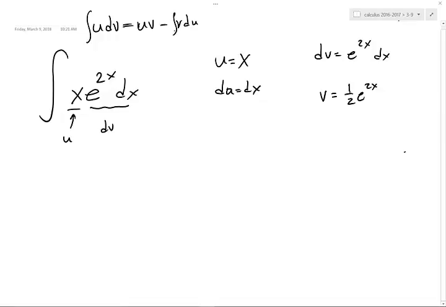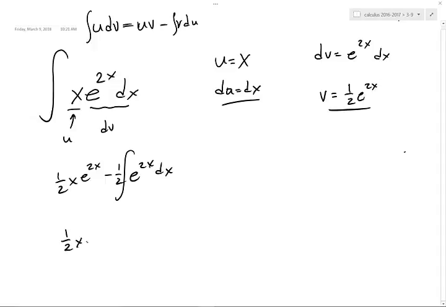That's the recipe, okay? It's always going to be that. So, u times v is 1/2 x e to the 2x minus the integral of this and this, yes? v du, right? Yeah?